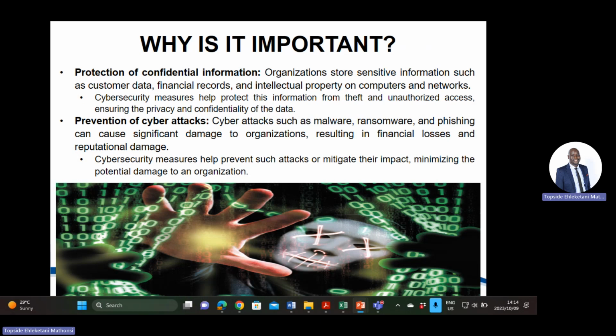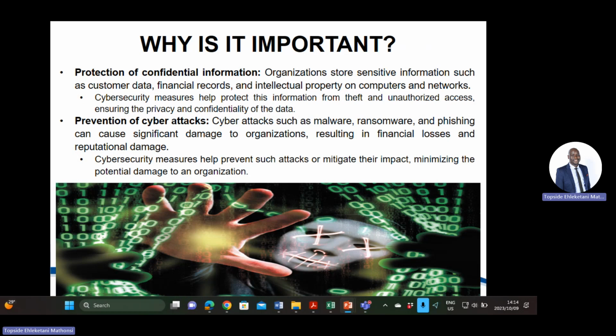The next point, why is it important? This is to assist with the prevention of cyber attacks. Cyber attacks can include malware and ransomware. Ransomware is where they get hold of maybe your machine or a company's servers. Then they request that you pay them a certain amount, and thereafter you will have access to your data that is stored on the computer or on the network servers.